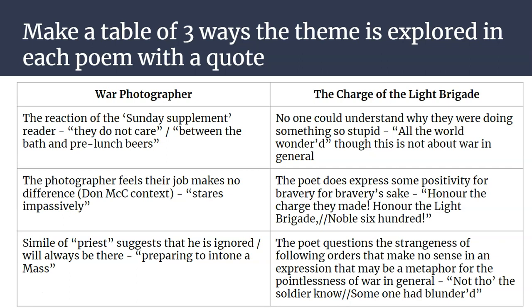And my final point there, the poet questions the strangeness of following orders that make no sense, in an expression that may be a metaphor for the pointlessness of war in general. That's a long sentence I've written there, but basically what I'm saying is here that "not though the soldier knew", that should be, sorry, I've typed that wrong, "someone had blundered". So there's this bit where he's saying everyone knew it was a mistake and they still did it. Why are they following those orders? And that, again, I think is a wider metaphor. He's not saying that war is stupid explicitly, though I think he might be saying it implicitly.